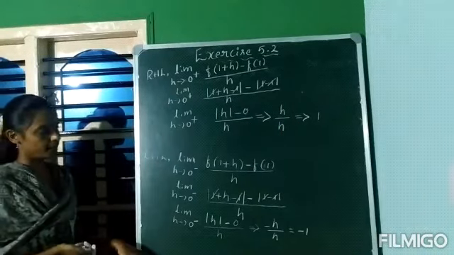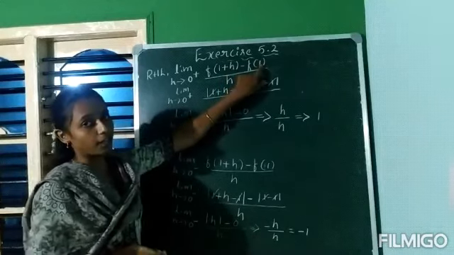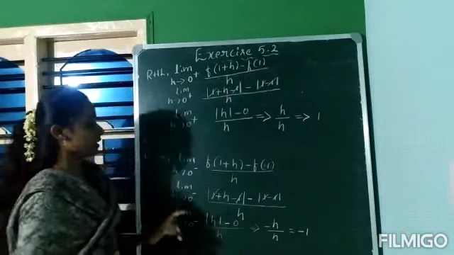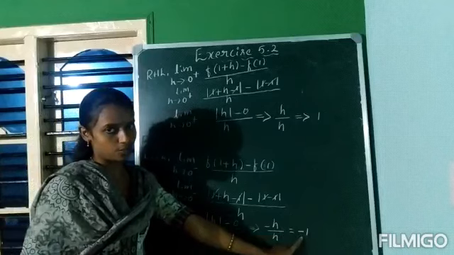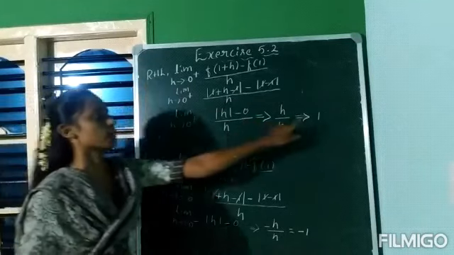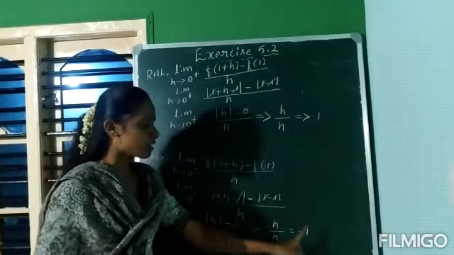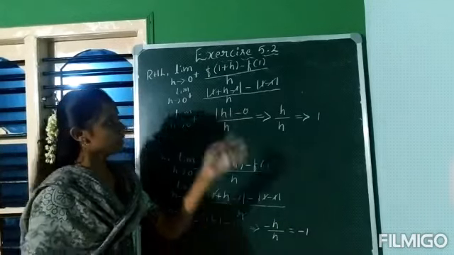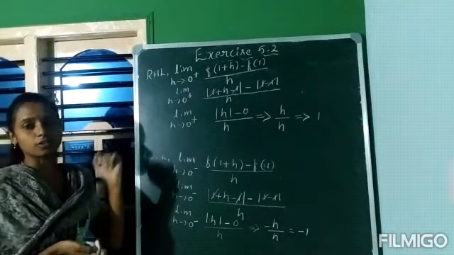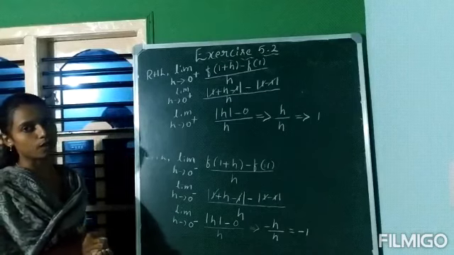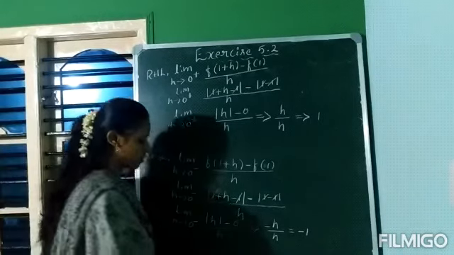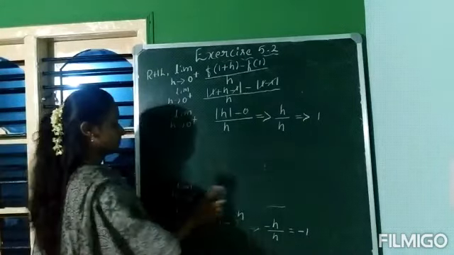Now if you compare, for the domain value x equal to 1, LHL we got as minus 1, whereas RHL we got as plus 1. Plus 1 and minus 1 are not equal. Therefore the modulus function is not differentiable at x equal to 1. Is it clear? So now I can conclude the problem.